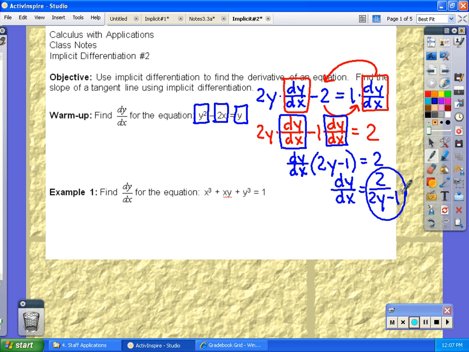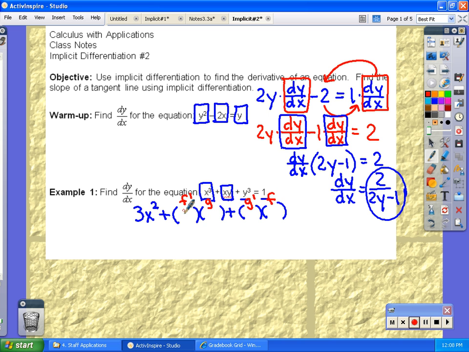In example number 1, we have 3 terms on the left side and 1 term on the right side. You want to take the derivative of x cubed, which is 3x squared. Take the derivative of xy, which is a product, so we have to use the product rule. Set up your template and put down 4 parentheses: 1 for f prime, 1 for g, 1 for g prime, and 1 for f.